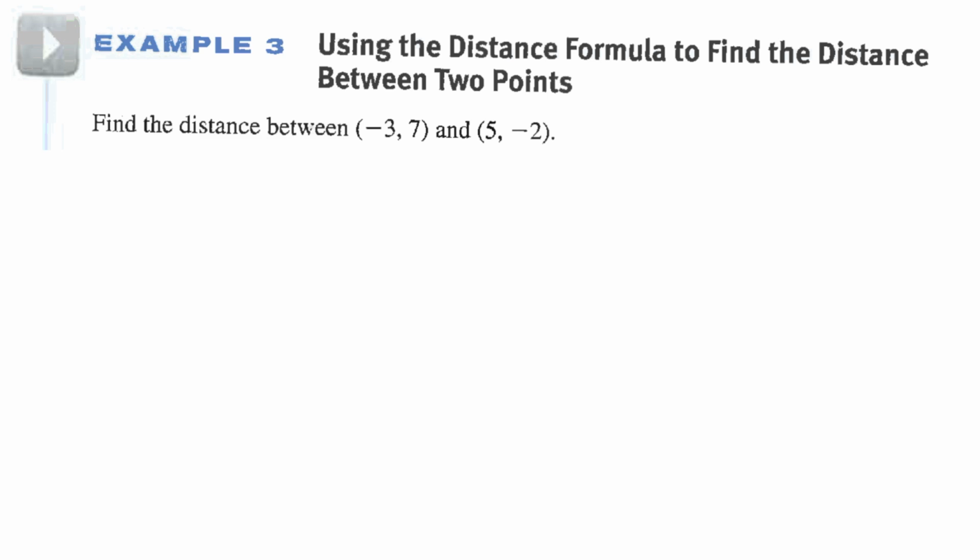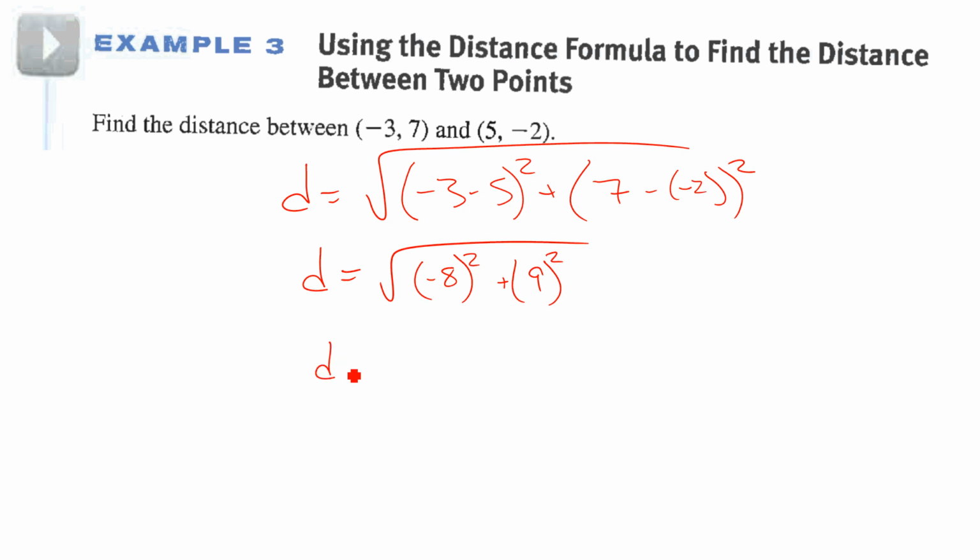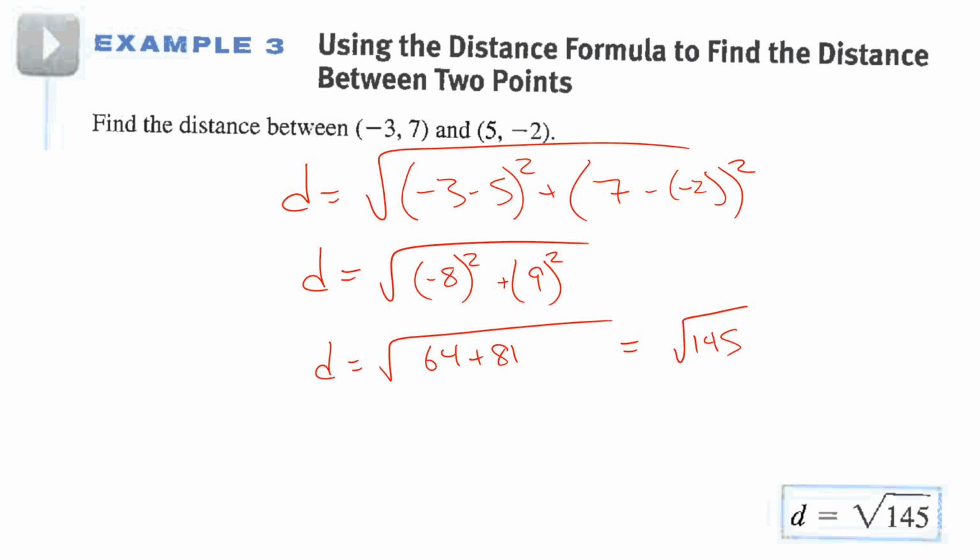All right, so let's try this using the formula without putting it on the plane. So the distance is going to be the square root of subtract your x's, negative 3 minus 5 squared, plus subtract your y's, 7 minus negative 2 squared. So this is going to be the square root of negative 8 squared plus 9 squared. And so we'll have the distance being the square root of 64 plus 81, which is 145. And that's your answer, the square root of 145. Give it a shot.